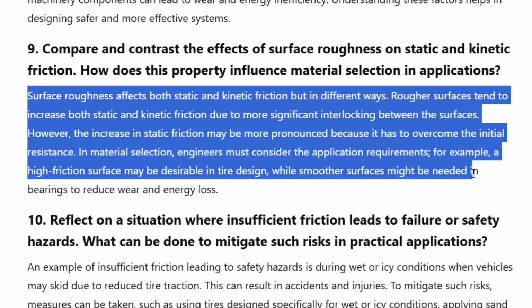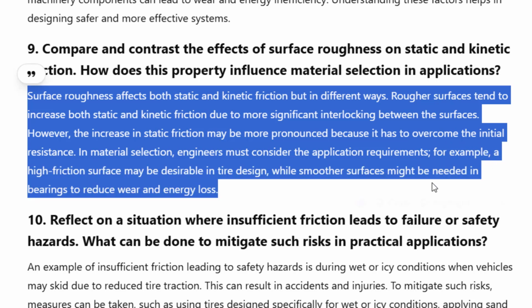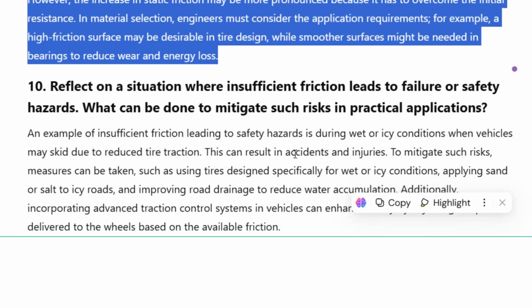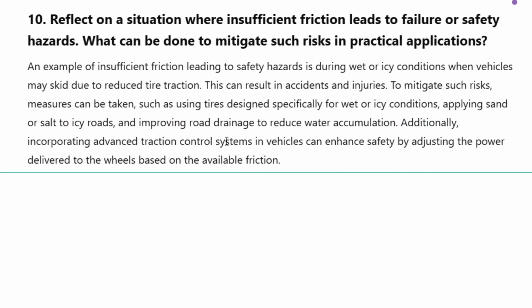In material selection, engineers must consider the application requirements. For example, a high-friction surface may be desirable in tire design, while smoother surfaces might be needed in bearings to reduce wear and energy loss.